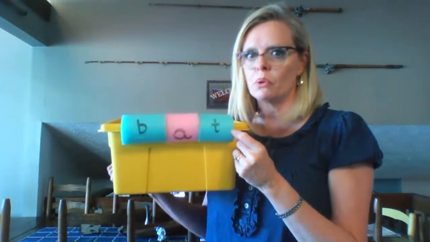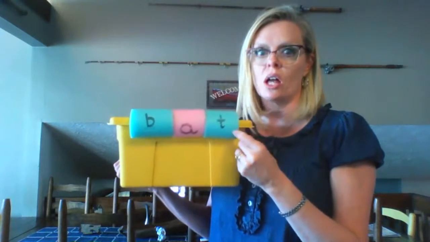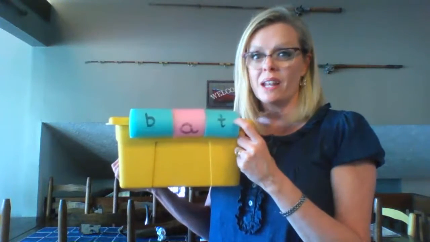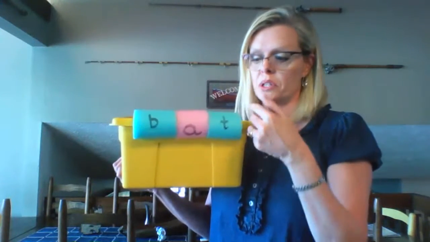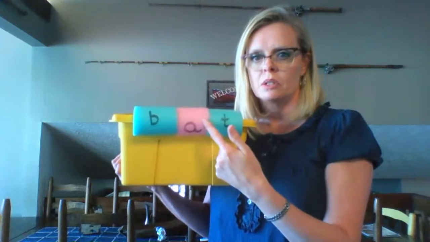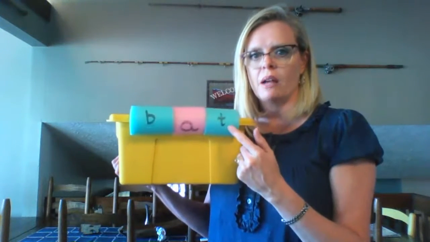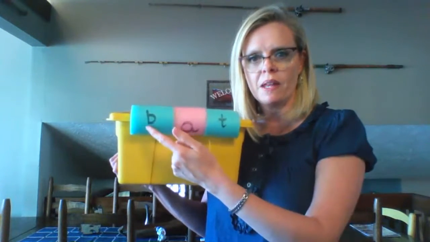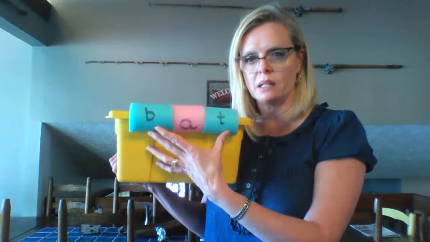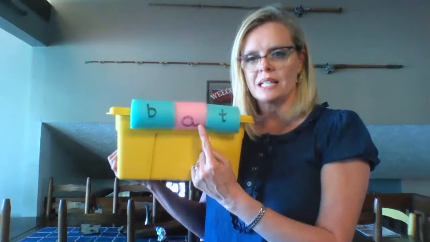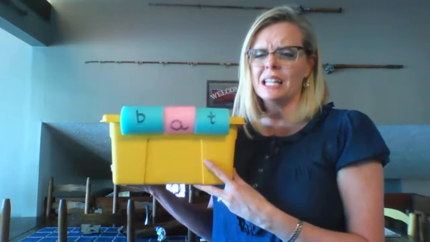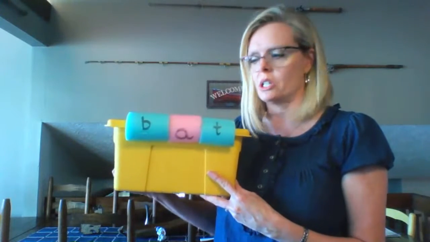And you'll notice all of these are pool noodles. We have tons of pool noodles around our house because we love to swim. So all that I did is I took old pool noodles, cut them up, took a Sharpie marker, and wrote the alphabet on them. Remember, consonants are one color, vowels are a different color. You could use any color combination that you want to.